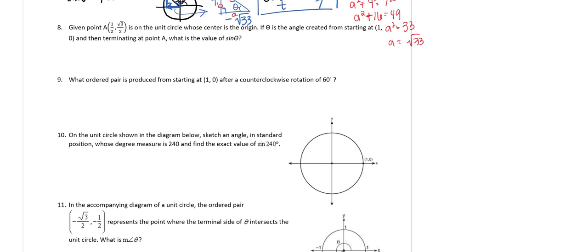Given point A, 1/2, square root 3 over 2, is on the unit circle whose center is the origin. If theta is the angle created from starting at (1, 0) and terminating at point A, what is the value of sine theta? Guys, these are a lot of tricky words. It's literally telling us we have an angle. This angle terminates at (1/2, square root 3 over 2).